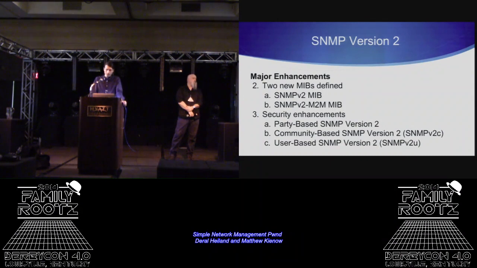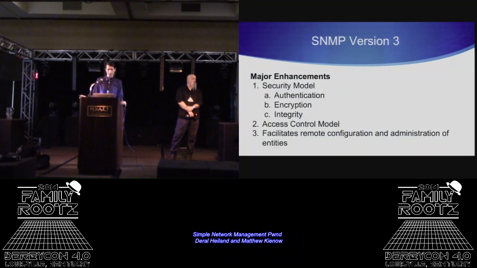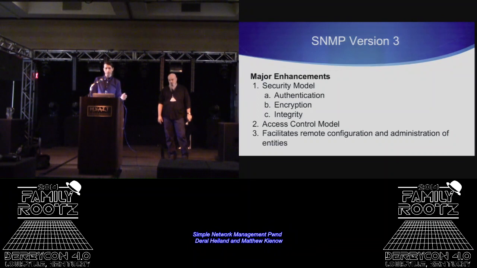Partially, the party-based and community-based models were introduced, although due to the complexity, they were not as widely adopted as 2C, which provides the same security as version 1, again, the clear text community string. Version 3 finally provided an enhanced security model where we now have authentication, encryption, and integrity, as well as providing access control over those specific variables. And there were some changes made to facilitate remote configuration and administration of entities.